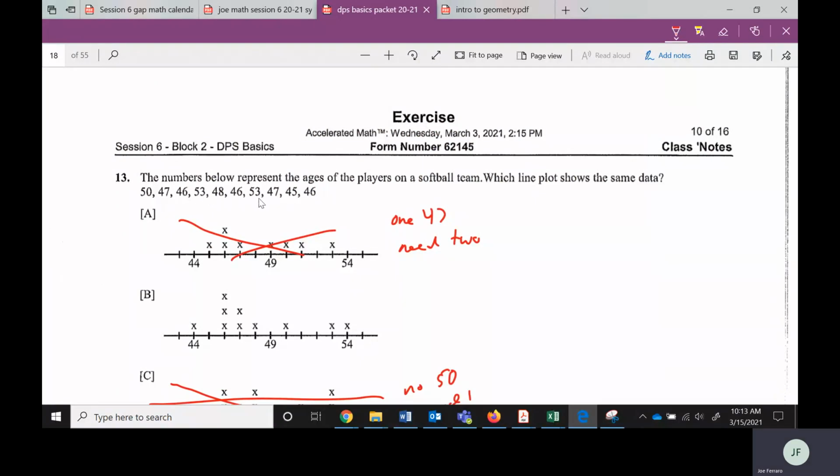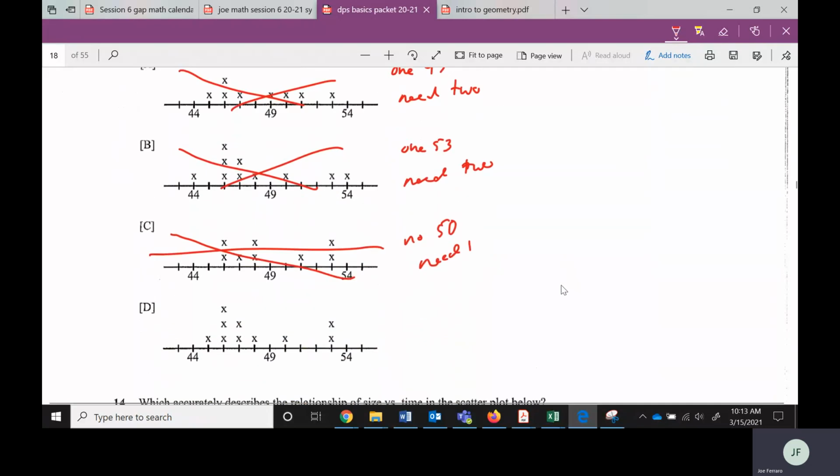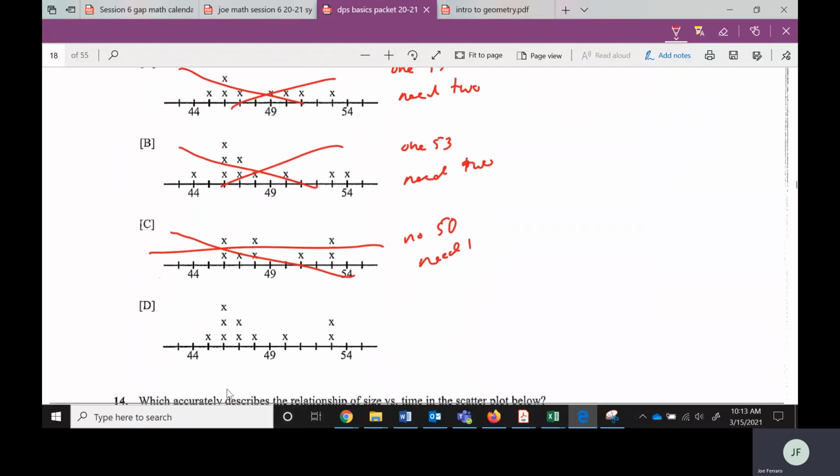53, there's one, two 53s. So here's 50, 51, 52. So the one right before 54. So again, we needed two 53s. There's only one. So this one's out. There's only one 53. We need two. And let's just make sure. Yep, there's two 53s. 45. Yep, and we're good. Our answer is D. Okay, process of elimination.